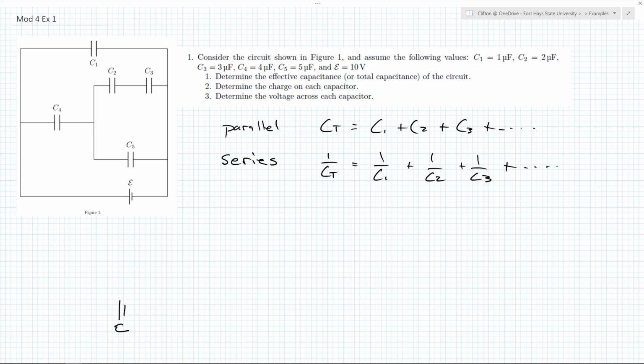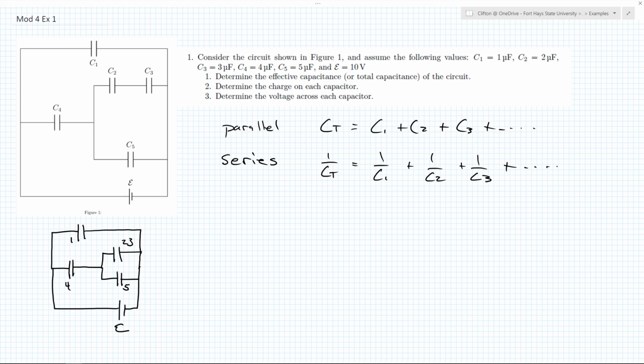So let me redraw the circuit with an effective capacitor that replaces C2 and C3. So here's my EMF. Here's C4. Here's C5. Here's the effective capacitor that's going to replace C2 and C3. And then I have C1 up here. So 4, 5, 2 and 3 together, and 1.